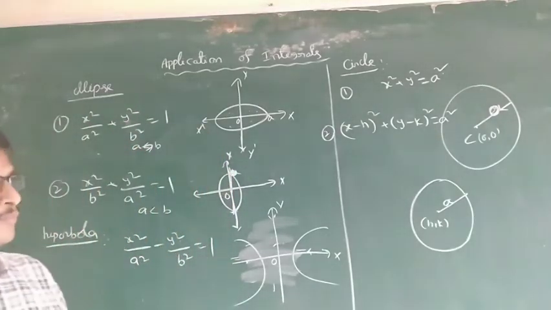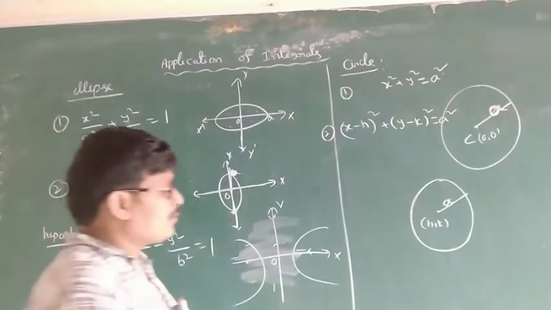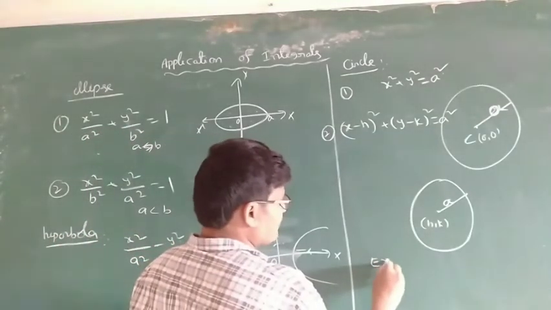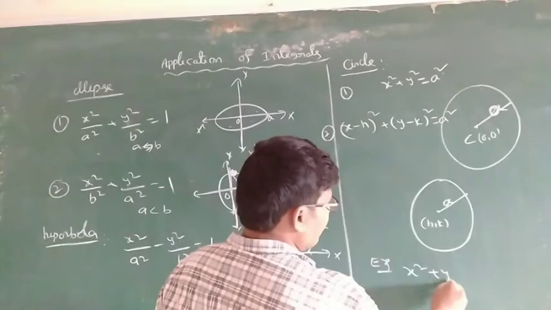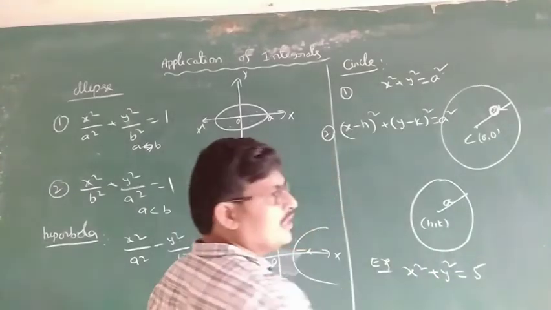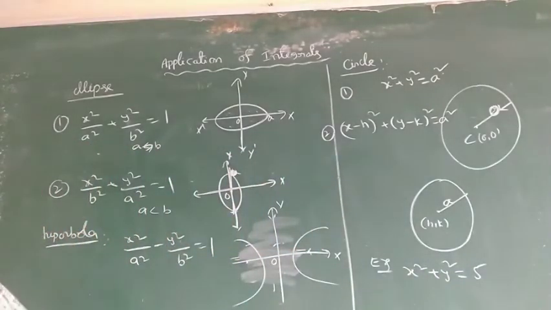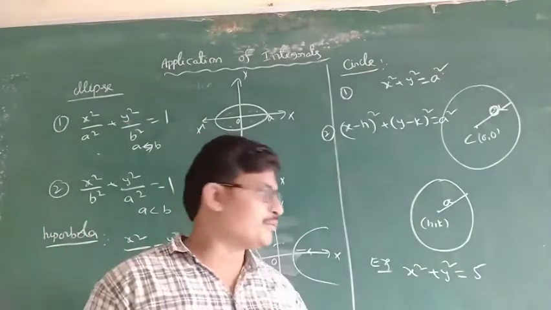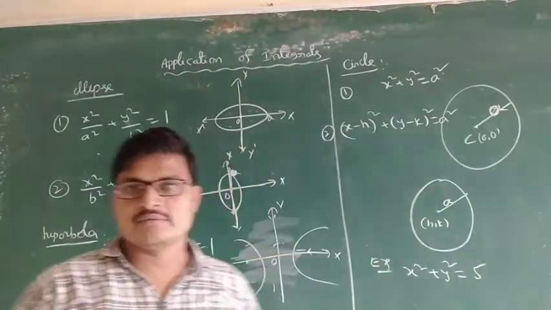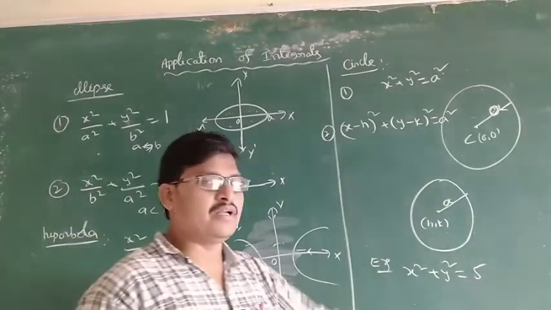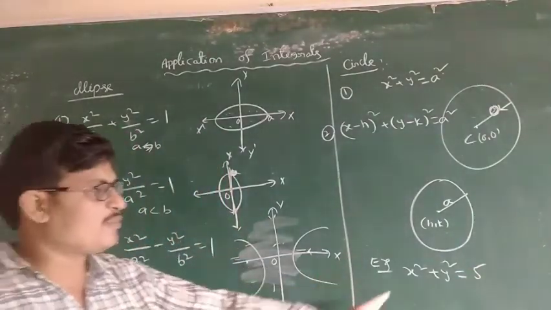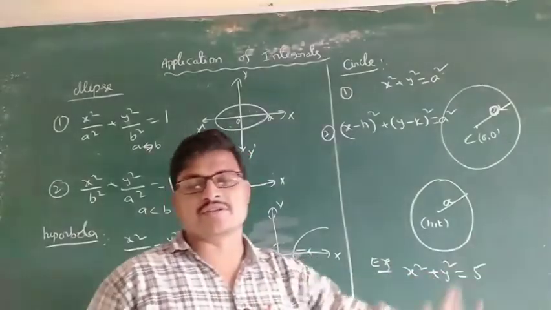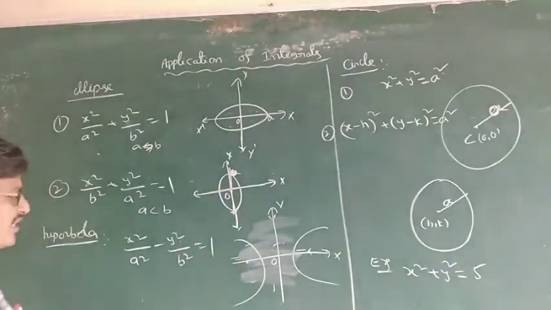Okay. Next, an example of a circle: x square plus y square is equal to 5. This is also a circle equation. 5 can be converted into root 5 whole square. So a square is 5, and x square plus y square is equal to a square. Any such equation is a circle.